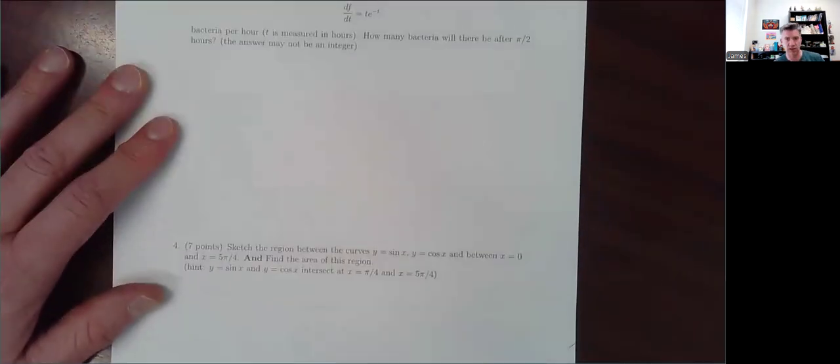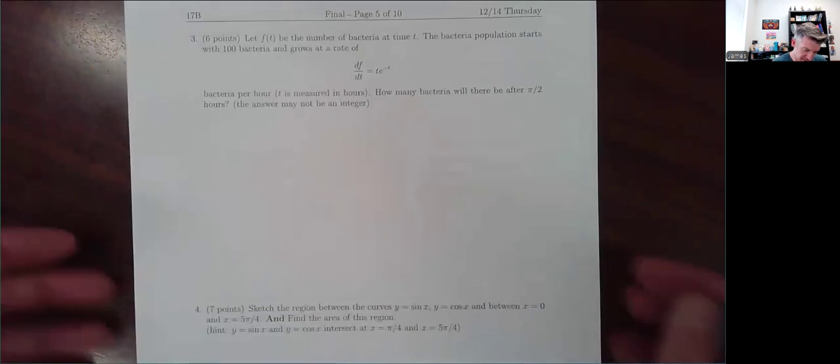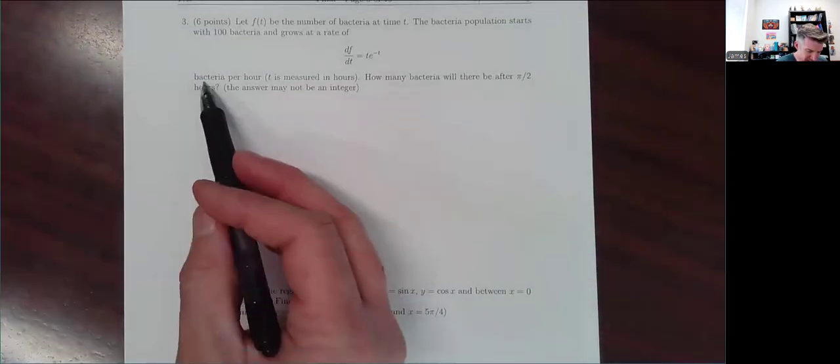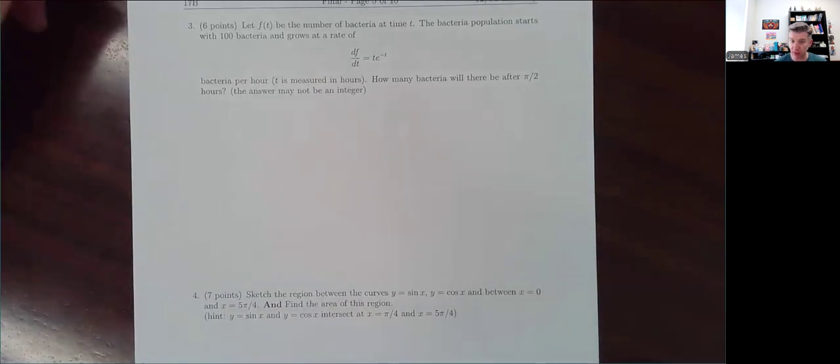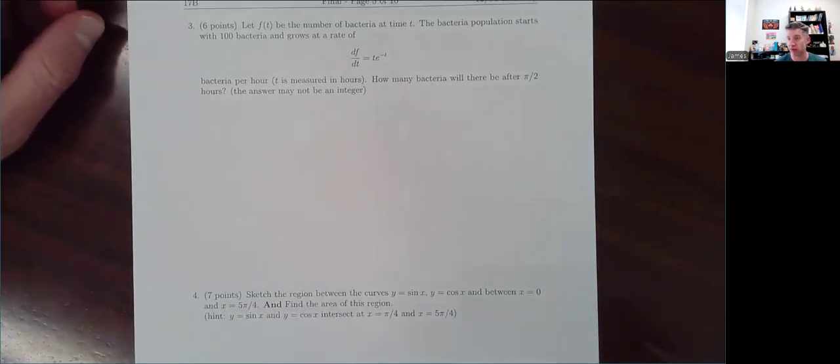Ooh, some word questions here. All right. Let f of t be the number of bacteria at time t. The bacteria population starts with 100 bacteria and grows at a rate of df/dt equals t e to the negative t bacteria per hour. How many bacteria will there be after pi over 2 hours? So we have to find the function first and then plug in the value pi over 2.